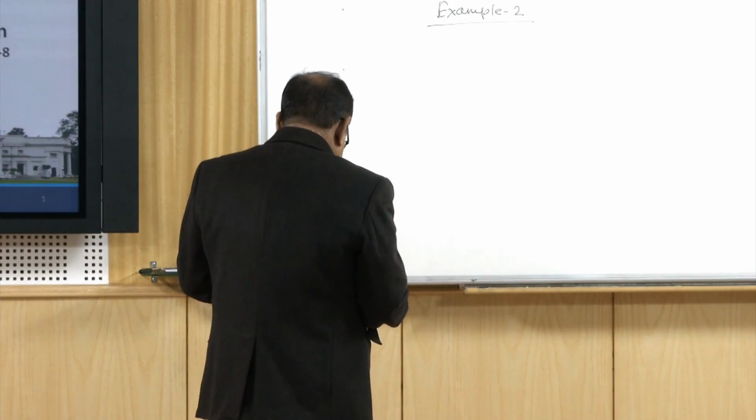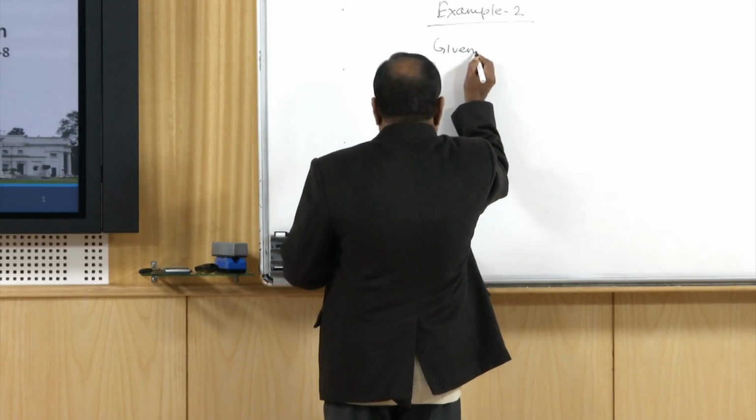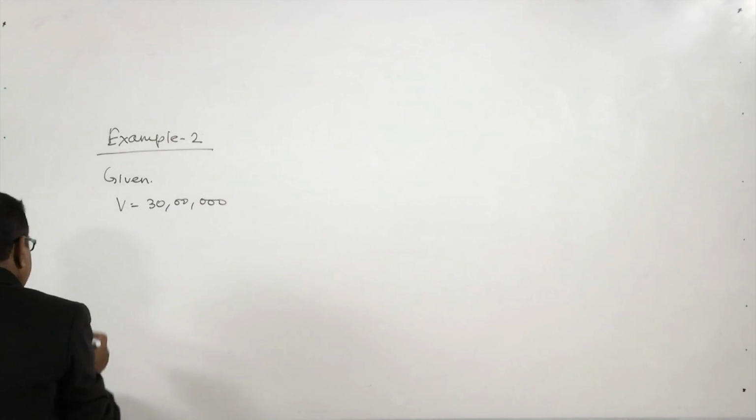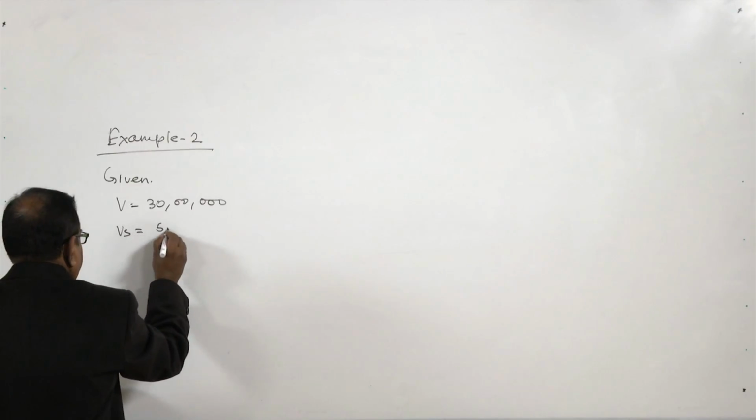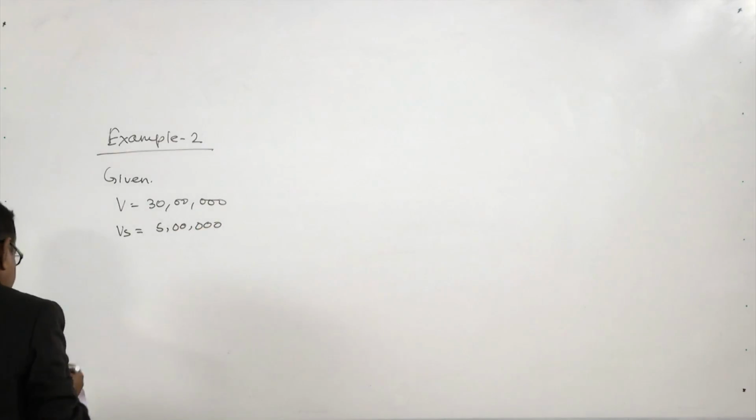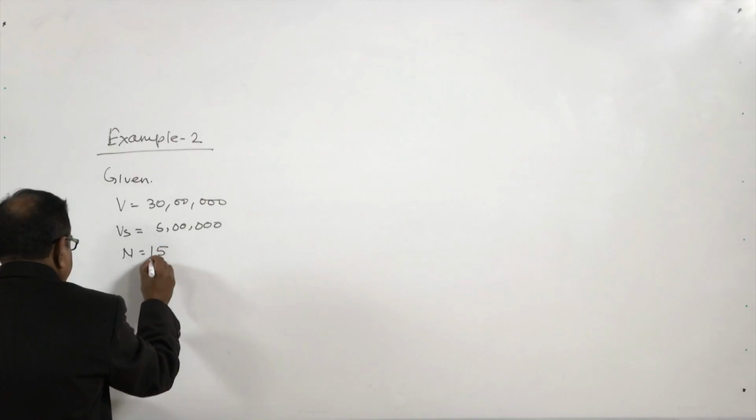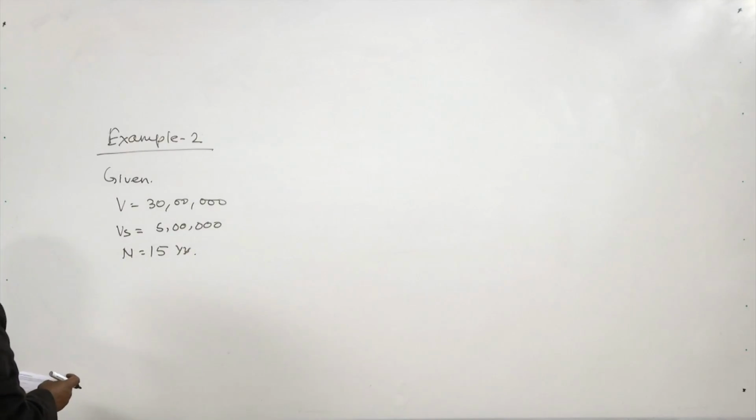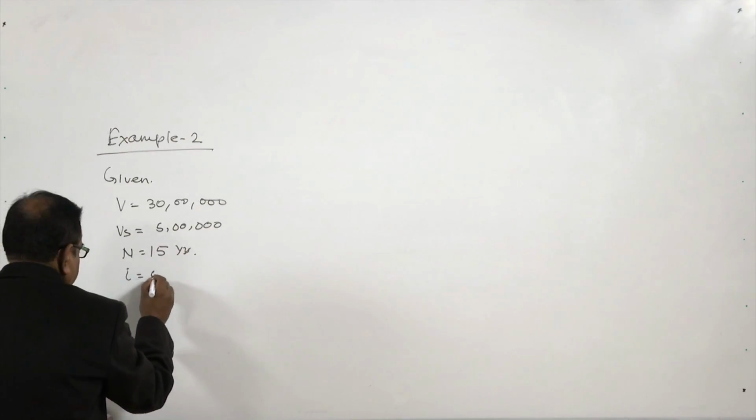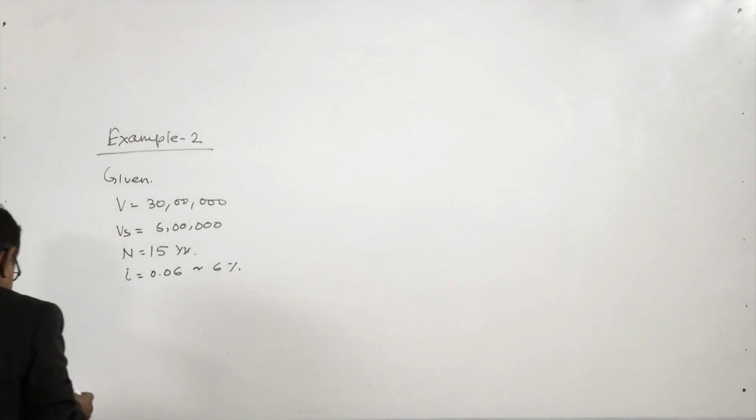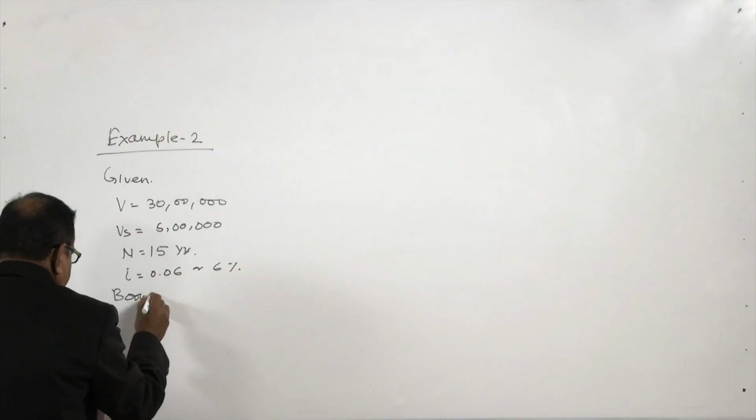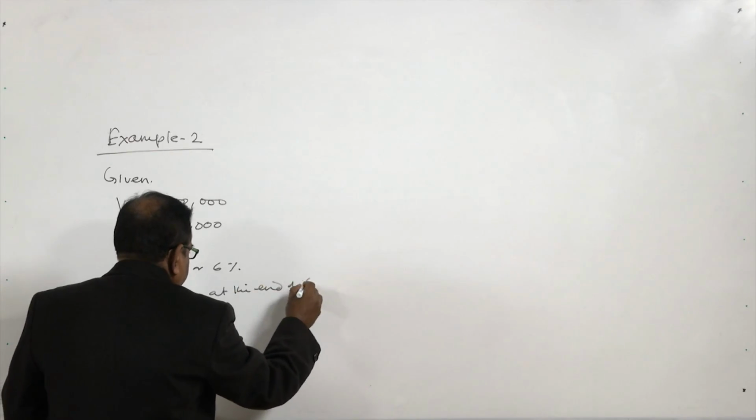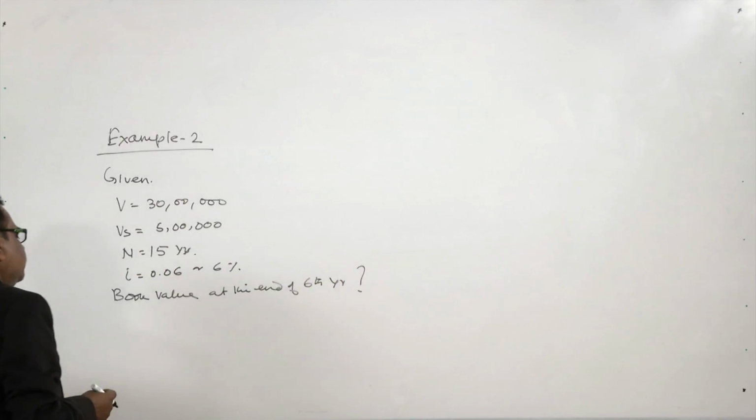Now, the solution is given as: V is equal to 30 lakh, Vs is equal to 5 lakh, service life N is equal to 15 years, I is equal to 0.06 or 6%. Now, book value at the end of 6th year.